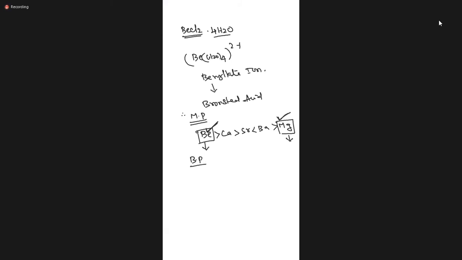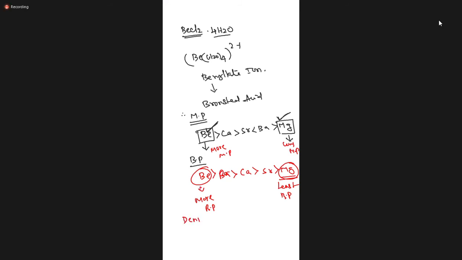Even I can say boiling point order. In the boiling point order: beryllium, barium, calcium, strontium, and magnesium. Even in boiling point order, beryllium has highest boiling point, then barium, then calcium, then strontium, then magnesium. Magnesium is least BP. Beryllium is more BP. Here, beryllium is more MP and magnesium is least MP. Please note this point. What is the reason for this? Due to different crystalline structure. These questions they will ask definitely for competitive part.